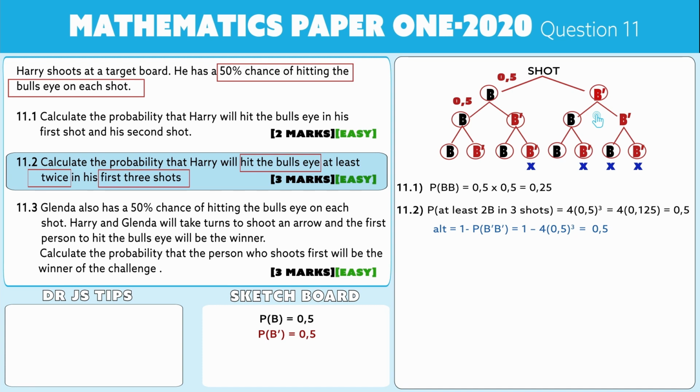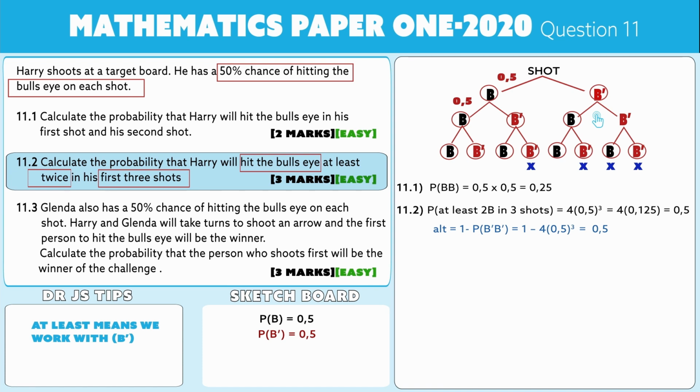Whether you used your complement because you read the words at least, that would be your cue. So let me put it here. At least means we're usually going to work with the complement. But in this case, because these probabilities were equal, we could work with either one of the two. We get to exactly the right answer.